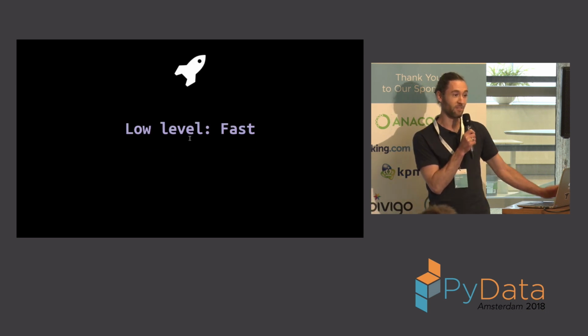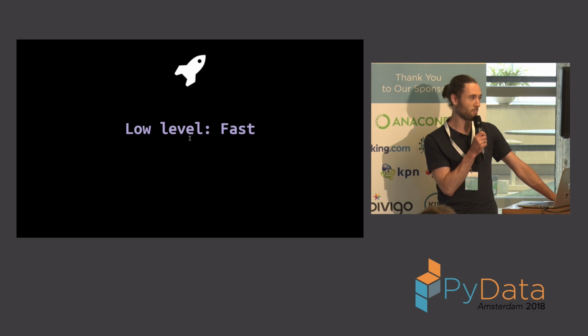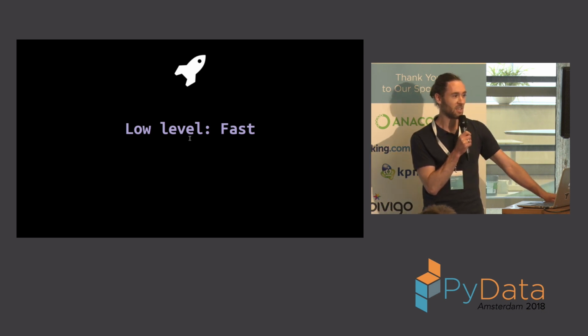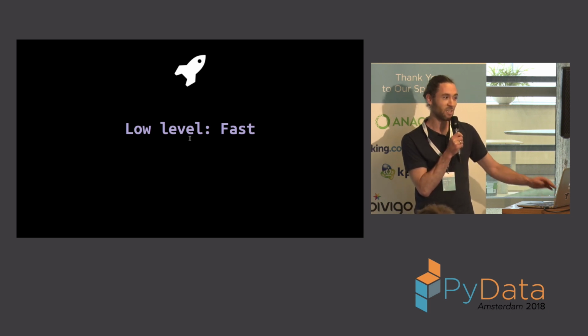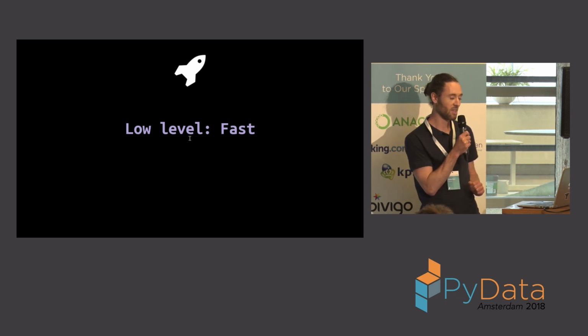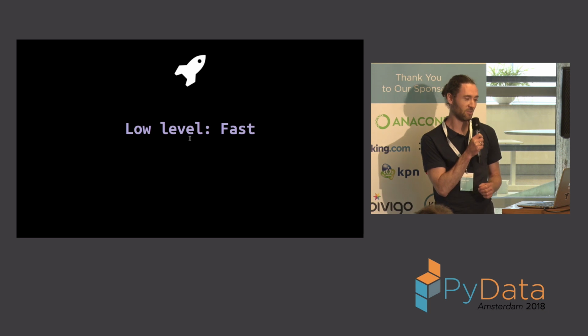WebAssembly is also fast. It's a very low-level format, as the name might suggest, but it's just high-level enough so that it can represent platform-agnostic code. And that means that it's relatively easy to convert WebAssembly into actual machine code. And yeah, the code that will then run is also very fast.